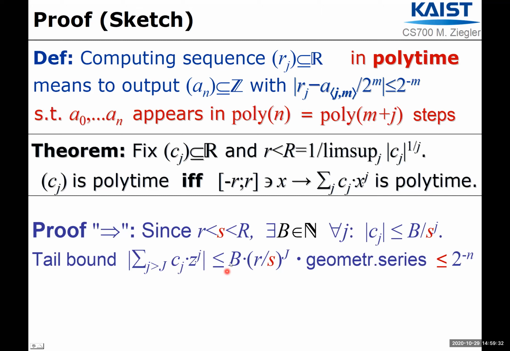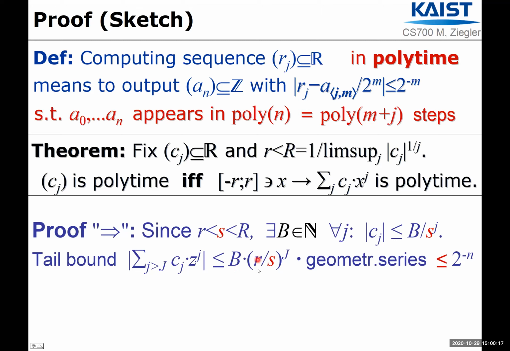And by taking the triangle inequality and using this bound on the coefficient sequence Cj, we arrive at this estimate for this tail: b, this integer parameter, times r divided by s. R comes from the bound that the argument z here, or x, is at most r in magnitude, divided by s from here, raised to the j. And this is now a geometric series, right? You see this geometric series that we can bound, and it starts with capital J.